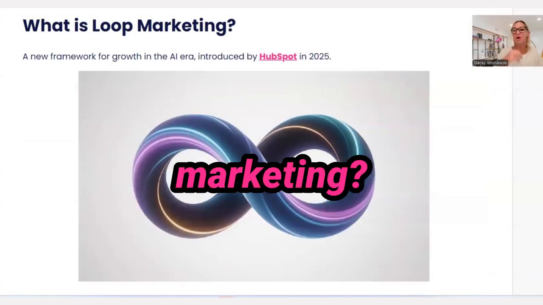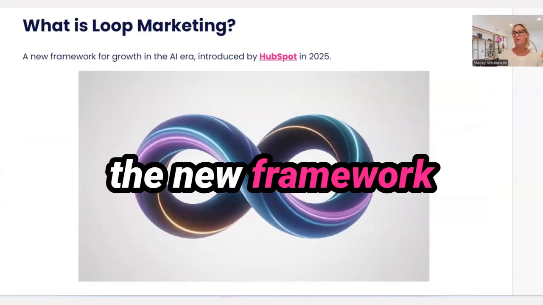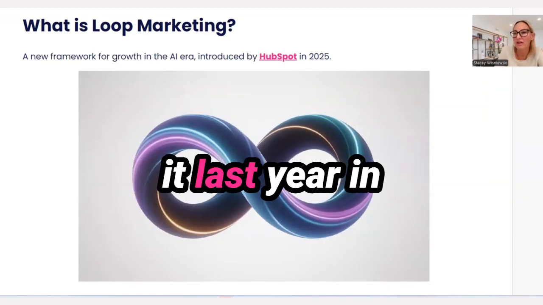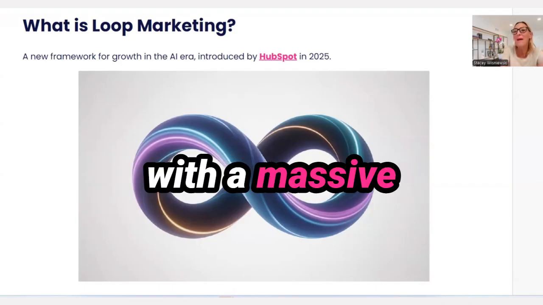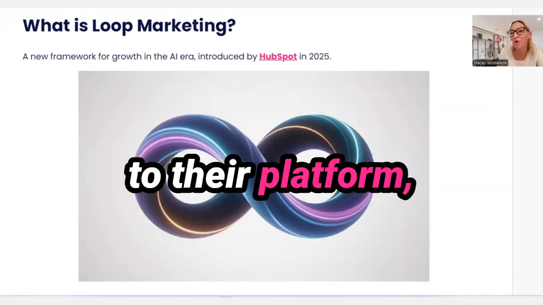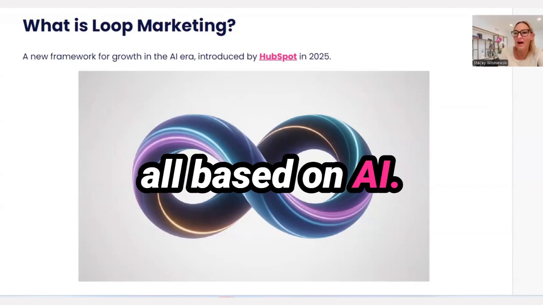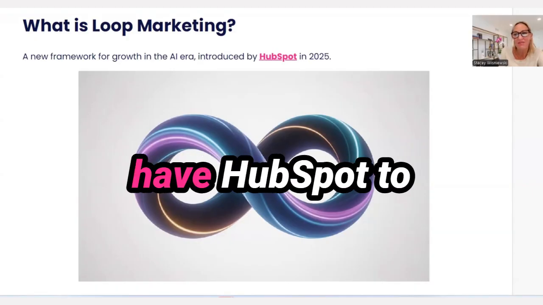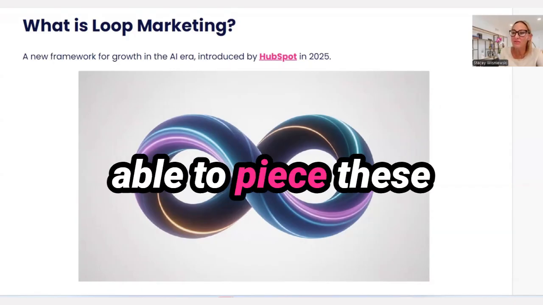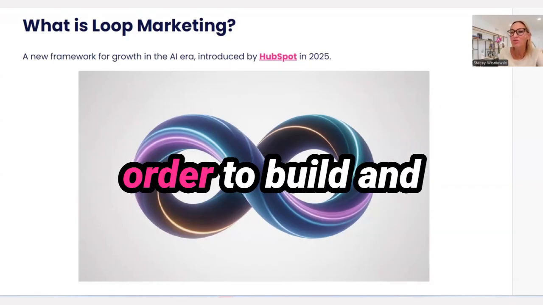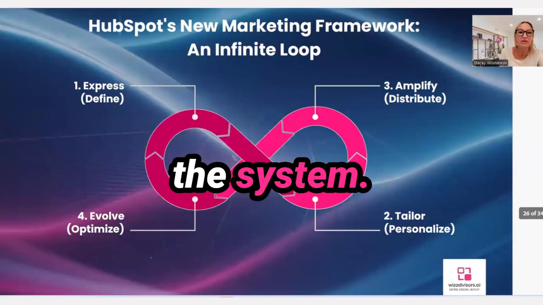What is loop marketing? Loop marketing is the new framework for growth. HubSpot launched it last year in September of 2025, and they launched it along with a massive amount of changes to their platform, all based on AI. You don't have to have HubSpot to implement this. You can have your own tech stack. You just have to be able to piece these parts together in order to build and operationalize the system.